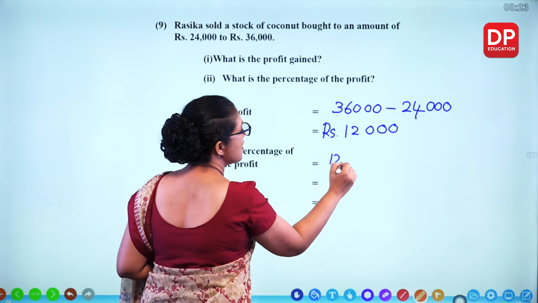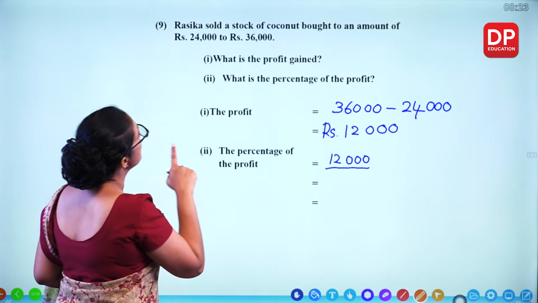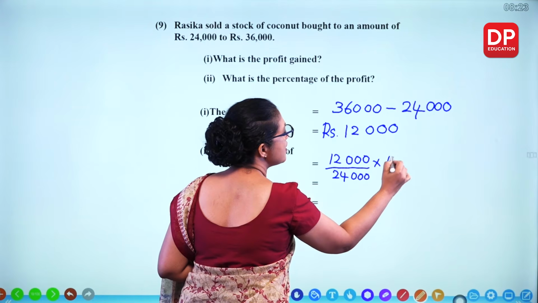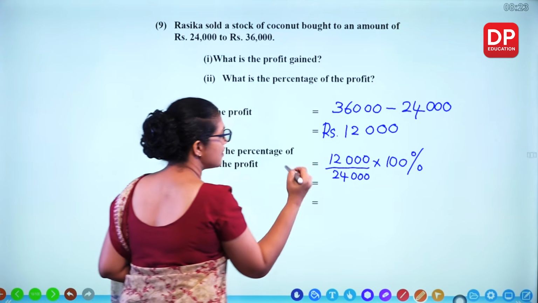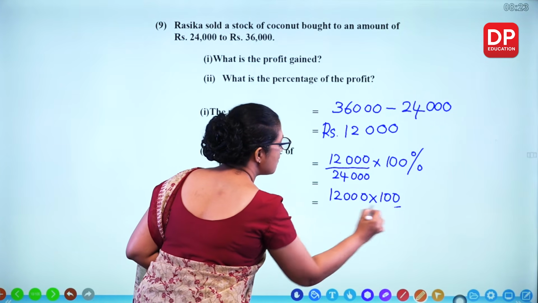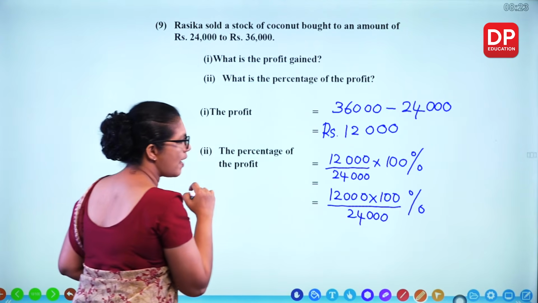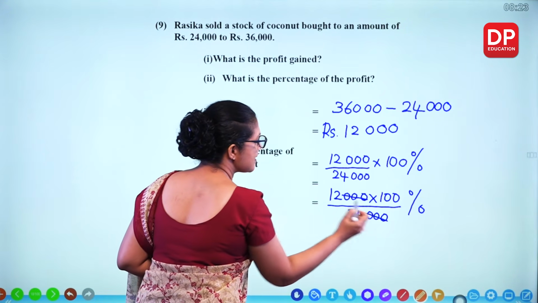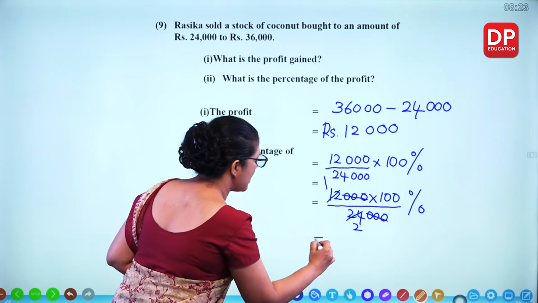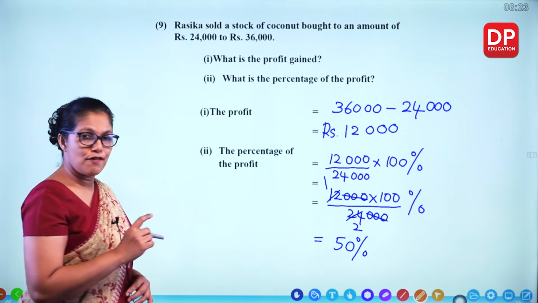What's the percentage of the profit? So profit is 12,000 and the buying price is 24,000, and then into 100, divided by 100. So what we do, 12,000 into 100 divided by 24,000, as a percentage. Now simplify. You get 3 zeros cancelled out. 12 times 1, 12 times 2. 100 divided by 2, you get 50%. So what's the percentage profit? 50%.